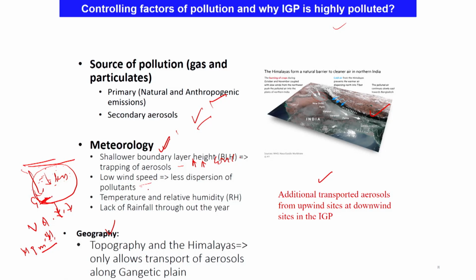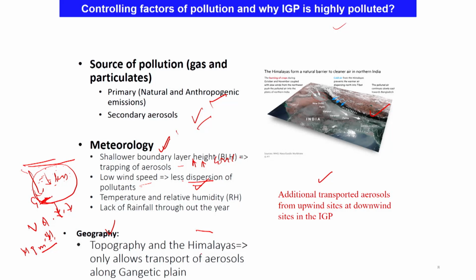As well as if you have low wind speed, another very important thing: if you have high wind speed, then aerosols can be dispersed into other places. But even if you have very high wind speed, this dispersion is less in the Indo-Gangetic plain. We will discuss this one. Temperature and relative humidity: relative humidity is relatively higher, so aerosols can accumulate water, so that the particles can grow and they will scatter more radiation.